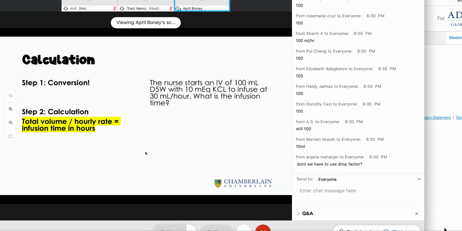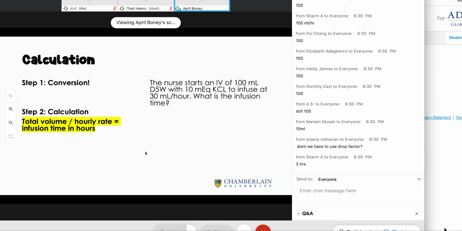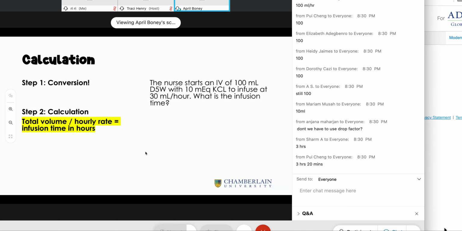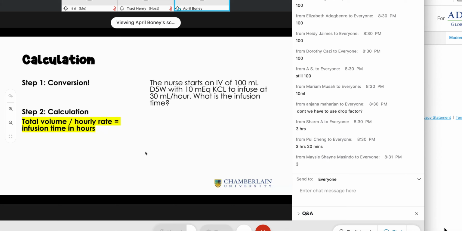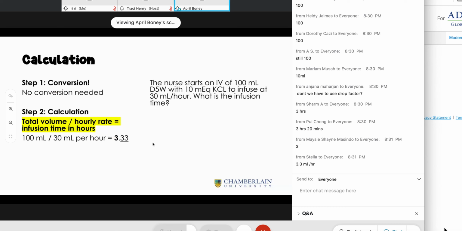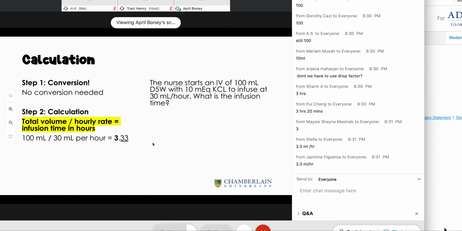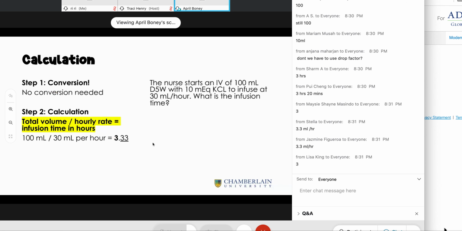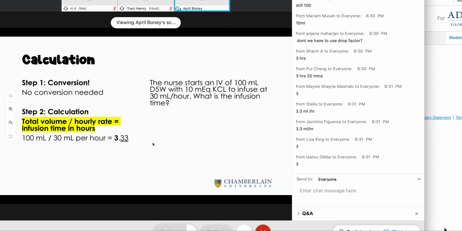Now, some students will want to do something with that 10 milliequivalents, but this is total volume. Volume is not milliequivalents. Volume is milliliters or liters. So 100 milliliters, and there's no conversion. And so now we're going to do 100 milliliters divided by 30 milliliters per hour. And that's going to give us 3.33. But 3.33 is not the same as 3 hours and 33 minutes. So we're going to need to take that one step further.